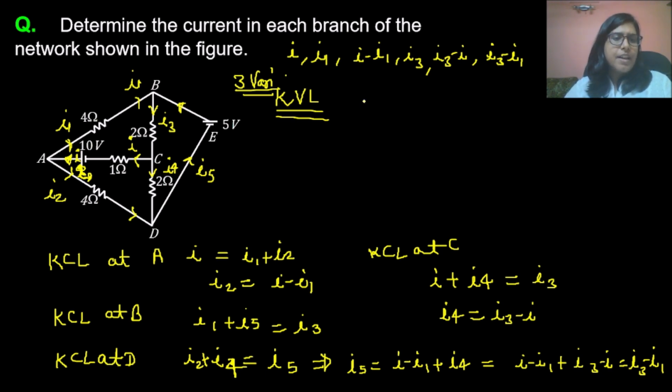So for the bigger circuit, if we start from A and move in the direction of D, then we will write minus 4 into I2, and I2 is nothing but I minus I1. Then from D to E there is nothing. From E to B there is a battery and we are moving from low voltage to high, so it will be plus 5. Then from B to A there is a current I1 and we are moving in the opposite direction, so plus 4 into I1. So this is the one equation.